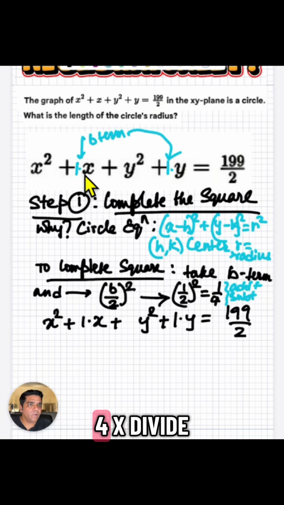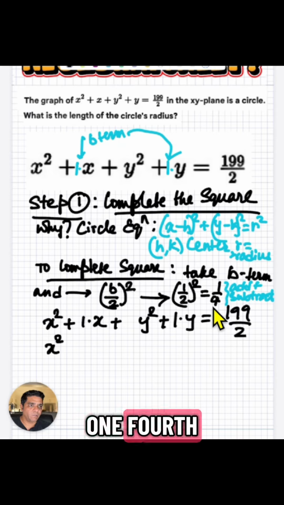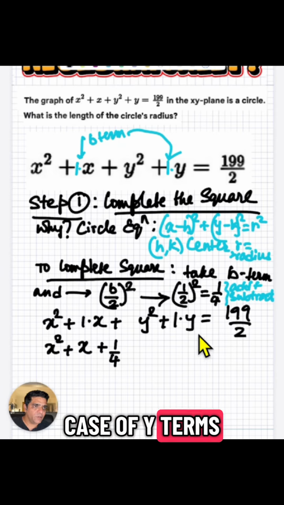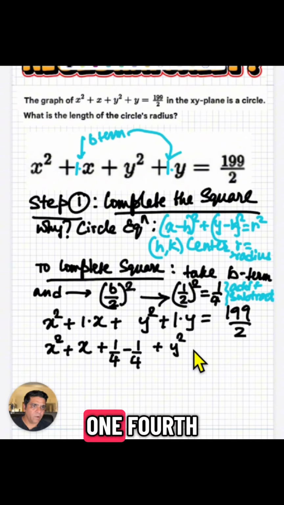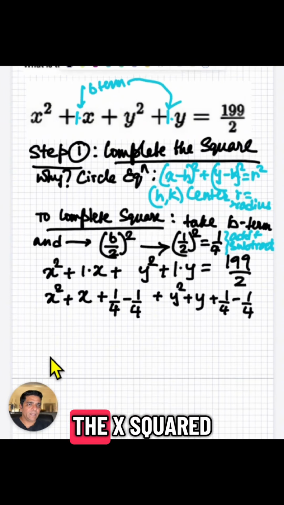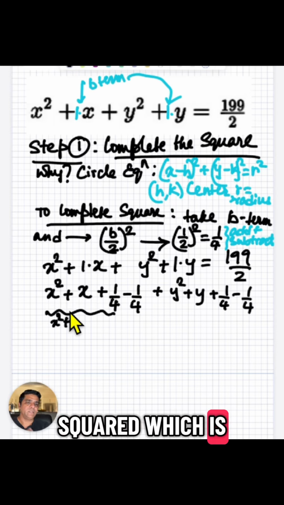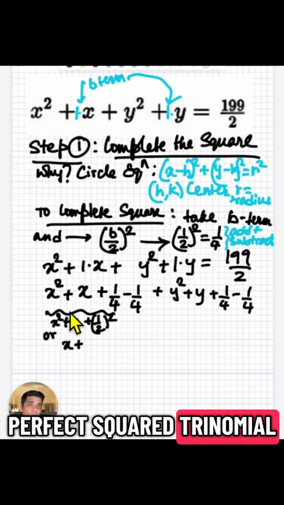b is 1 for x, divided by 2, whole squared is 1/4. So add and subtract 1/4. Same in the case of y terms, add and subtract 1/4. Now notice that x squared plus x plus 1/4 is in the form of a squared plus 2ab plus b squared, which is (a plus b) whole squared, perfect square trinomial form.